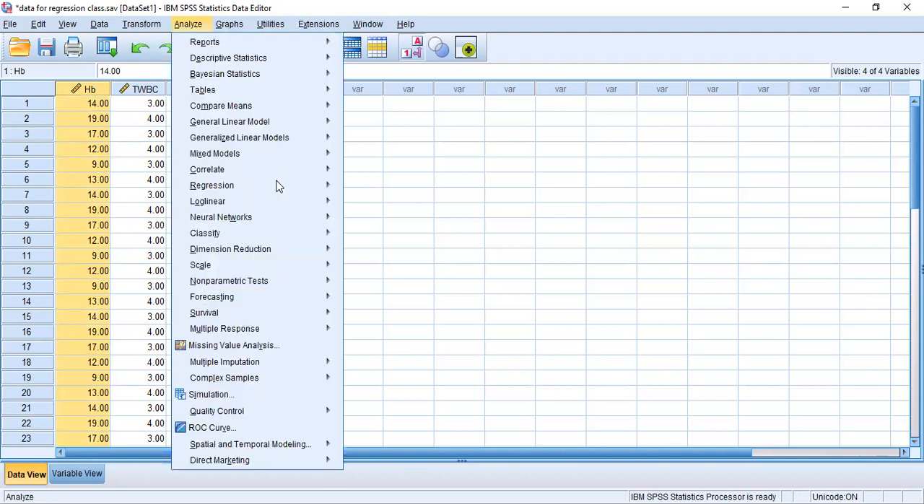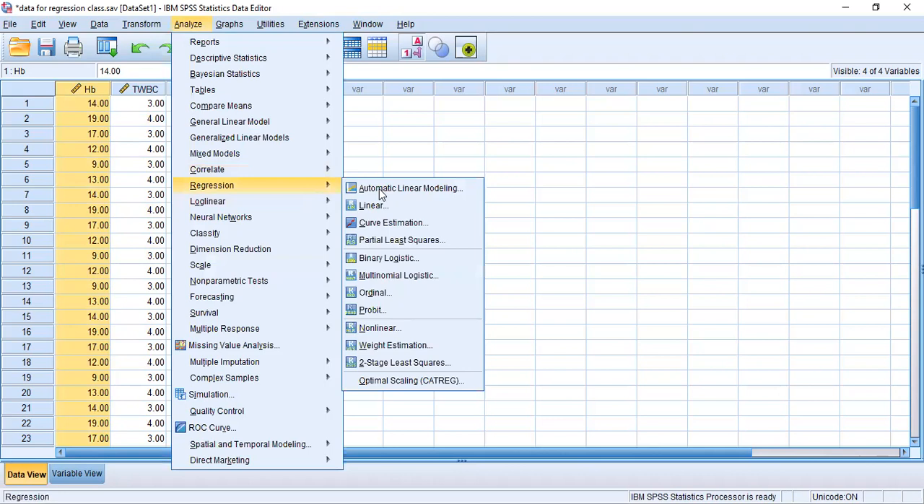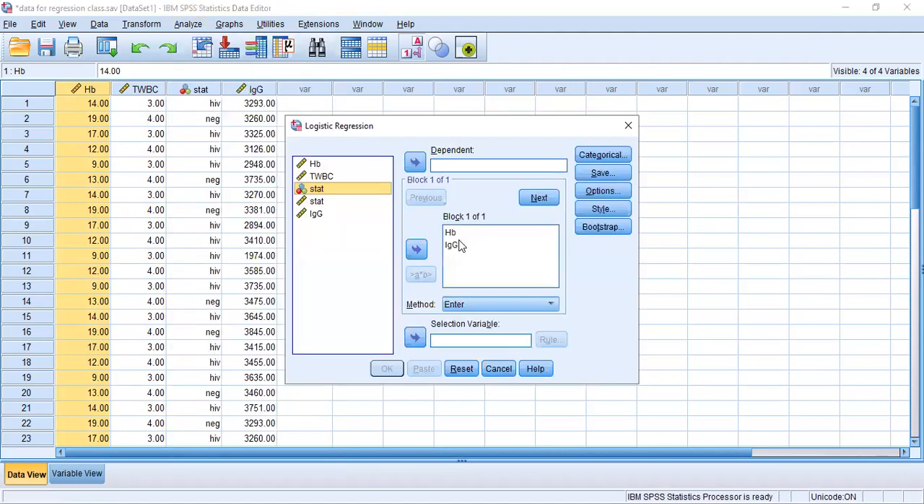So you analyze, regression, you see a couple of options, go to binary logistics, and it's because I've been here already. So let's assume you just come here. This is how it will look. They will be empty. So your dependent variable is HIV status. You slot it in. And what is your independent variable? HB levels. So you slot it in. Now you can see block 1 of 1 because sometimes you might want to compare more than one block, but again, we are in a simple regression analysis.